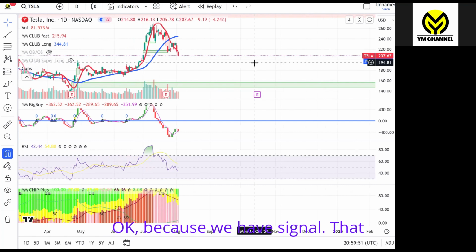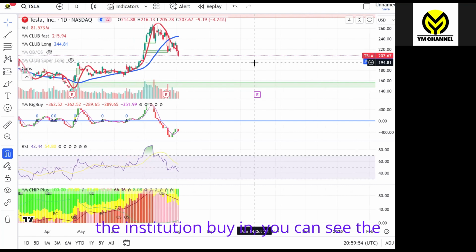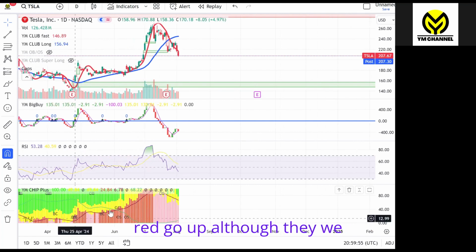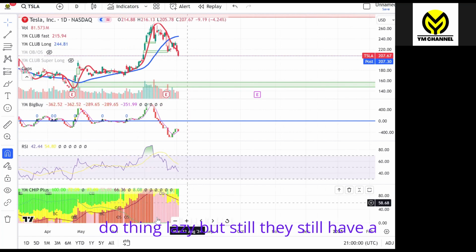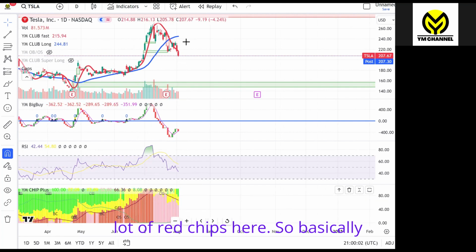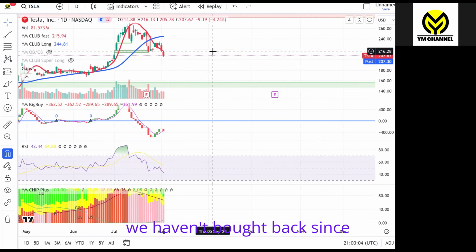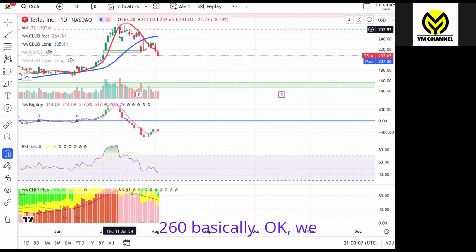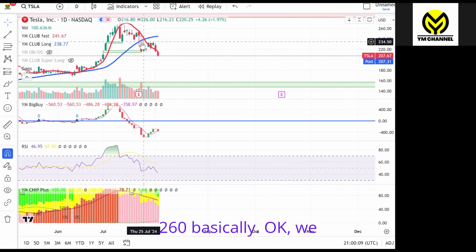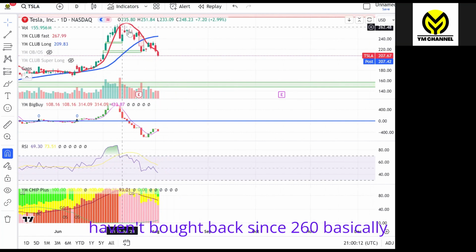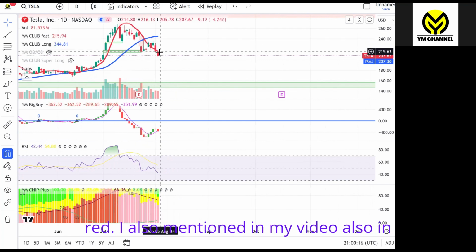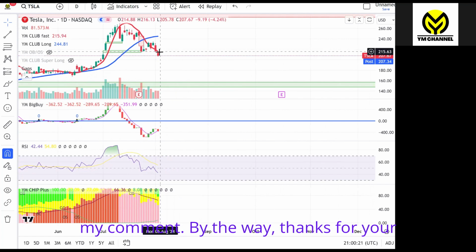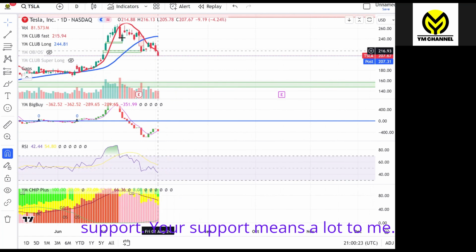Okay, because we have a signal that the institution bought in. You can see the red go up, although they are reducing lately, but they still have a lot of red chips here. So basically, we haven't bought back since 260, right? Because this is always under the red. I also mentioned in my video, also in my comment. By the way, thanks for your support. Your support means a lot to me.